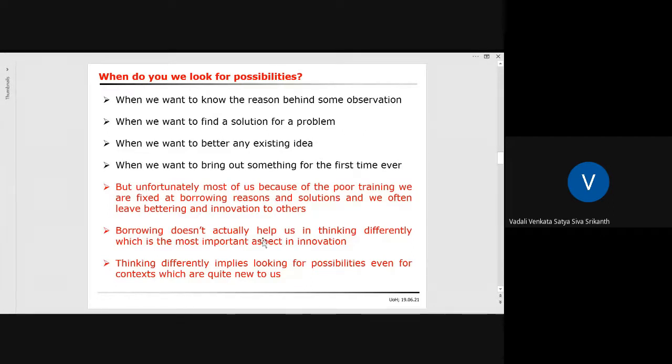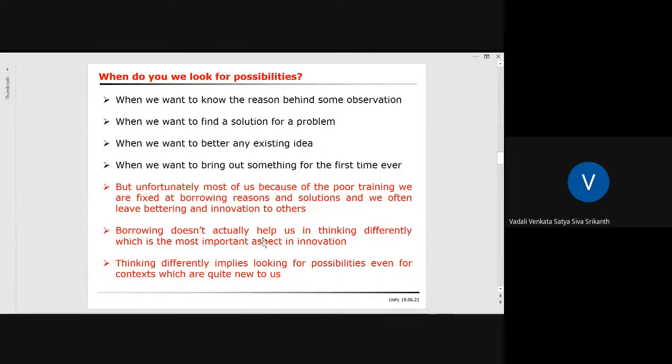But the point I also want to convey is that Newton did not come up with gravitation because of the fall of the apple. He was actually working on planetary motions, and then he came up with gravitation. But anyhow, we look for possibilities when we want to find a solution for a problem. For example, plastic is a big problem nowadays. So we want to find out solutions for how to deal with it. Once plastic is produced, it is very difficult to get rid of it. Most of it stays on this planet in some form or the other.